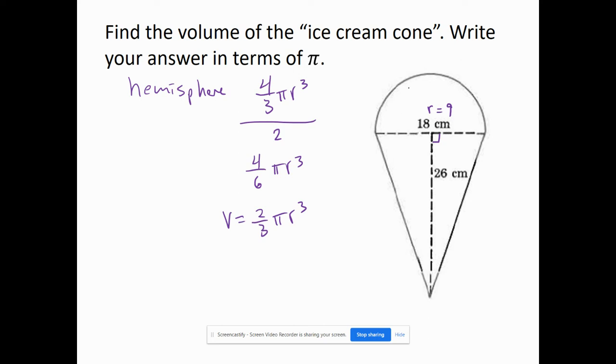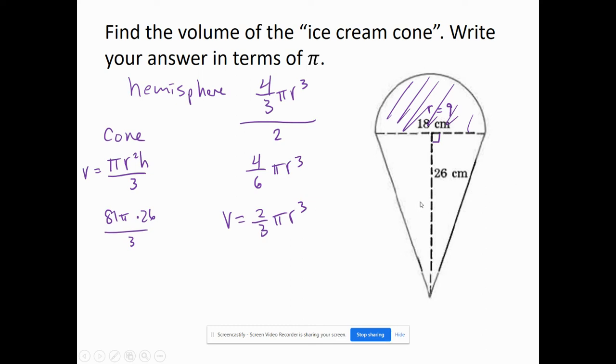So that's going to be for the top. But the bottom is going to be a cone, which we know is pi r squared h over 3 from previous sections. So we are going to combine those two together, add them up. So this is a challenge. Let's take the radius. Let's do the cone first. R is 9, so that's 81 pi. The height of the cone is 26 divided by 3.